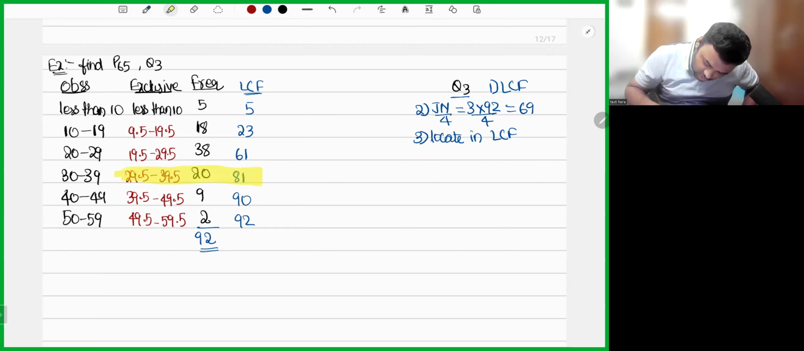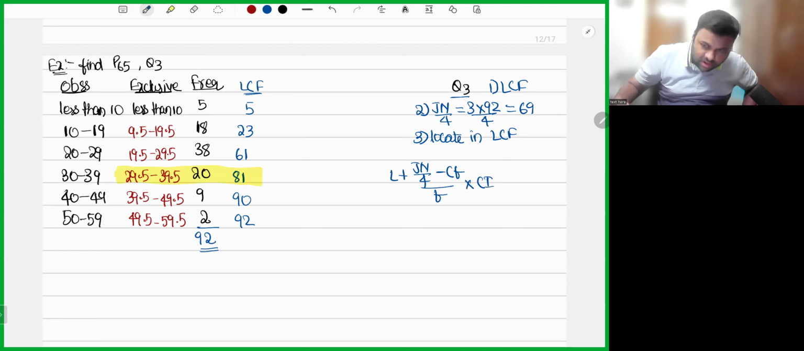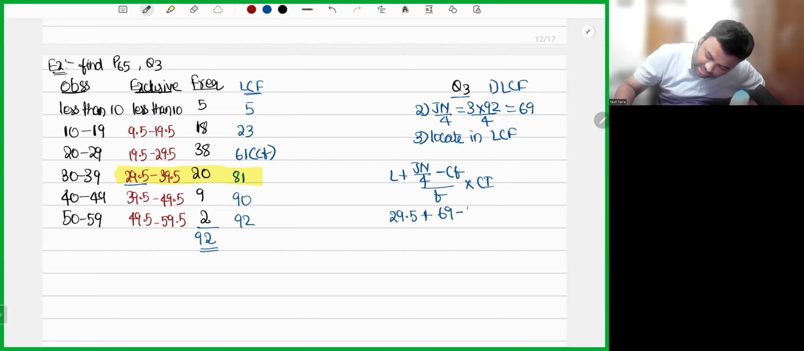What class? Q3 class. Locate in LCF, I located. Now I'll apply one jumbo formula: L plus Jn by 4 minus cumulative frequency of previous class, divided by frequency of same class, into class interval. What is L? 29.5. Jn by 4, 69. Cumulative frequency of previous class, 61. Frequency of same class, 20.